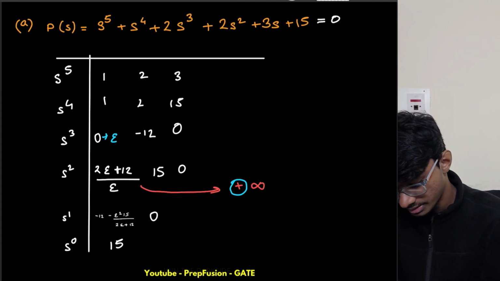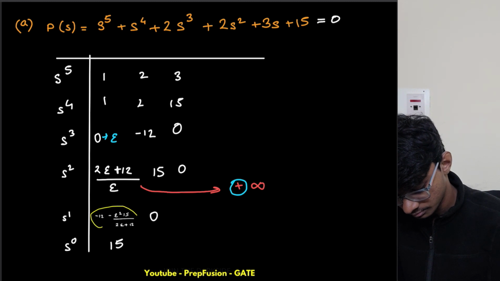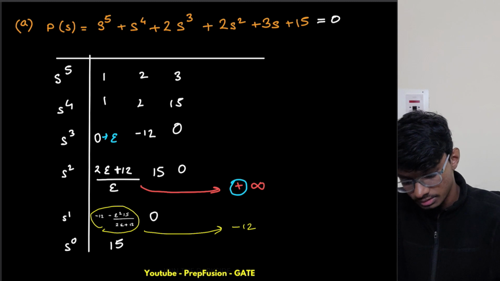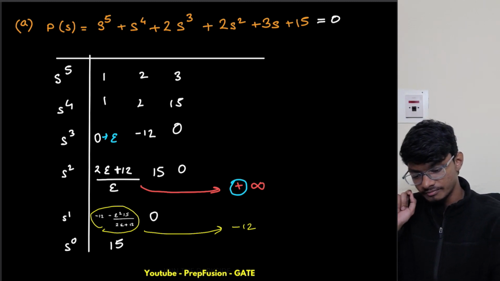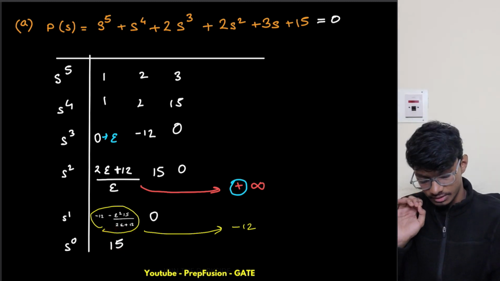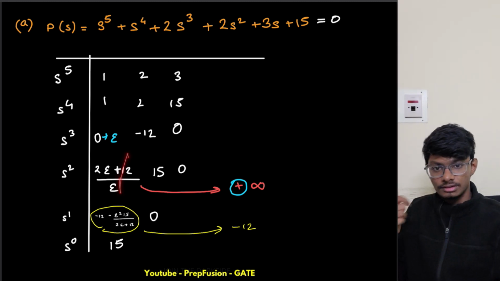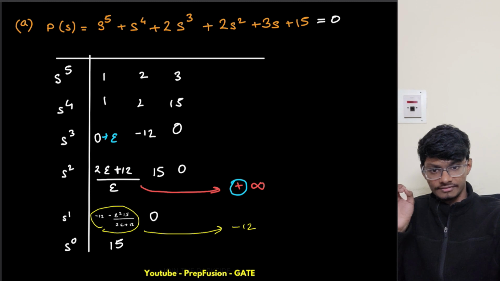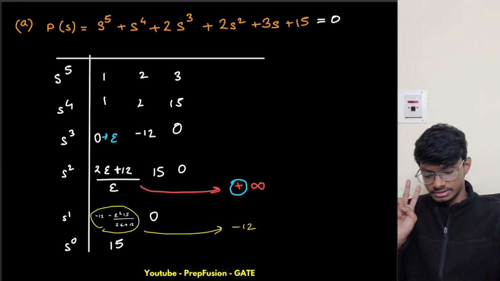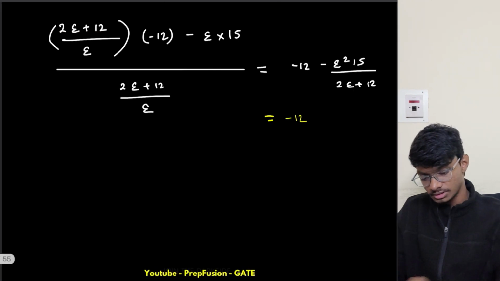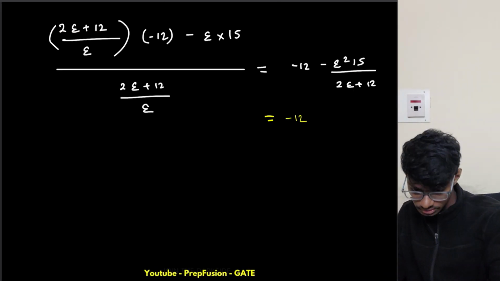So I can replace this one with minus 12, and I have plus 15 over here. So below epsilon, how many sign changes do I have? Below epsilon I have 2 sign changes. Above epsilon, how many sign changes do I have? 0 sign changes, right?